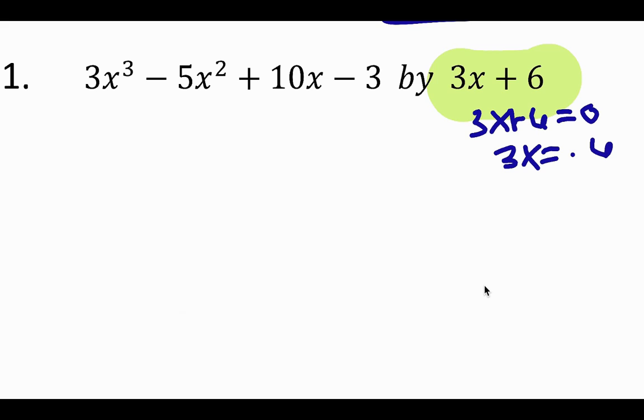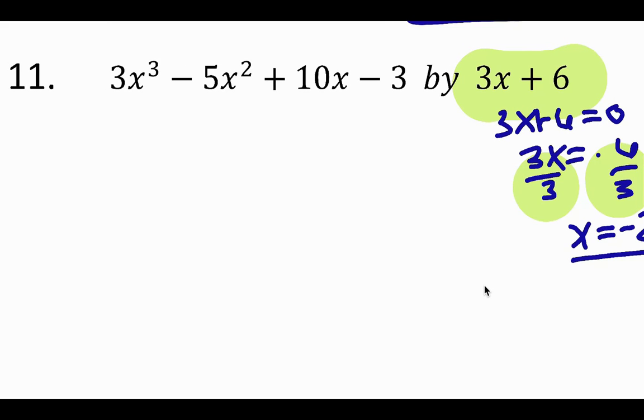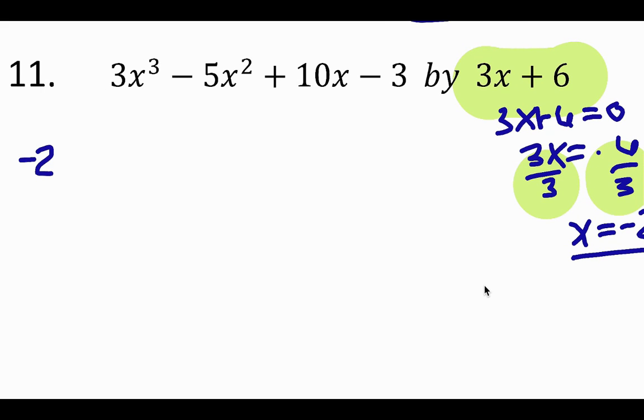3x equals -6. I'm going to divide by 3, and I get x equals -2. But I want to come back, and we'll come back to this idea that we divided by 3. We'll come back to that in a little bit. But let's do our synthetic division. So I'm using -2 here. -2 goes in my box.